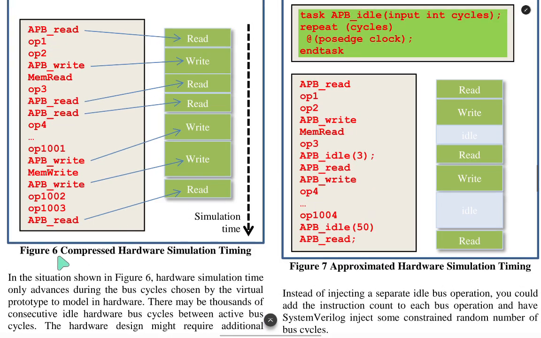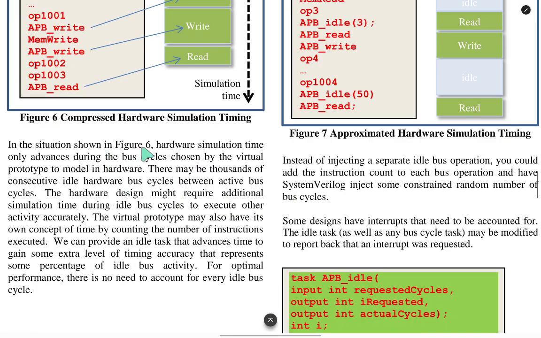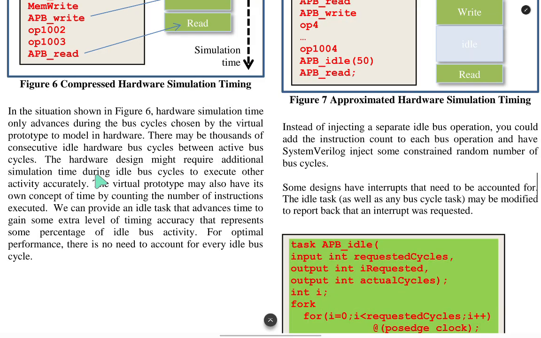Figure 6, compressed hardware simulation timing. In the simulation shown in Figure 6, hardware simulation time only advances during the bus cycles chosen by the virtual prototype to model in hardware. There may be thousands of consecutive idle bus cycles between the active bus cycles. The hardware design might require additional simulation time during idle bus cycles to execute the activity accurately.